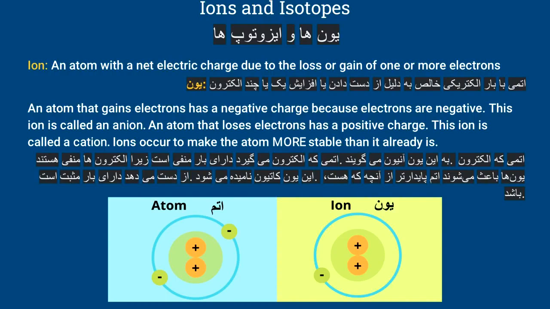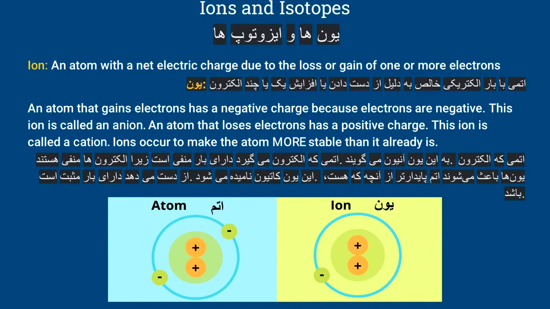However, an atom that gains electrons has a negative charge because the total negative charge of the electrons is now greater than the total positive charge of the protons. When there are more electrons than protons, the ion is called an anion.